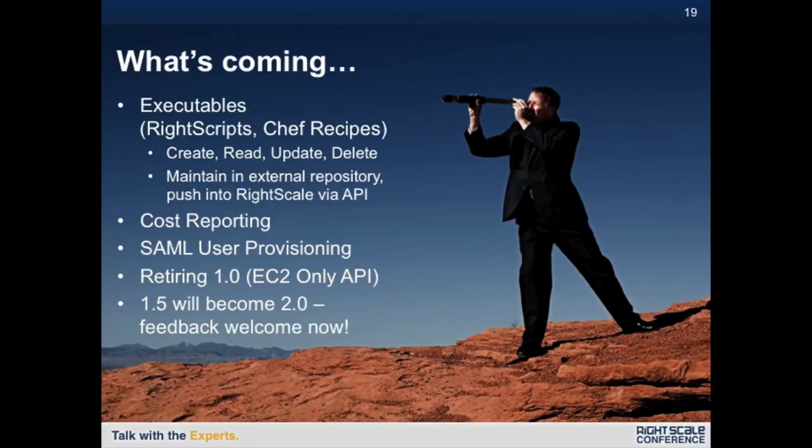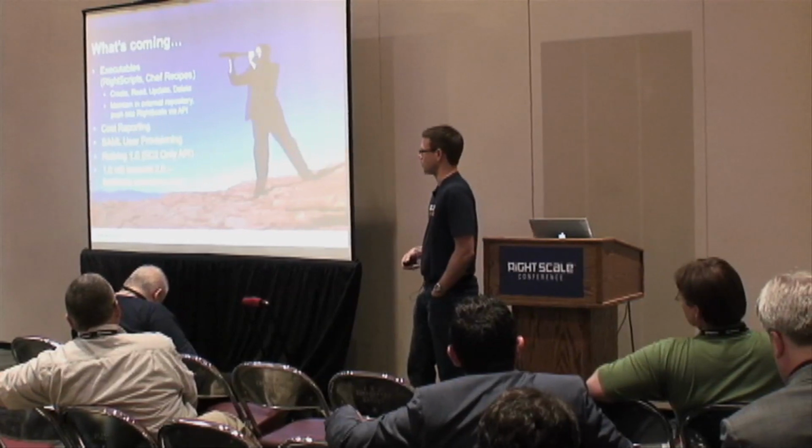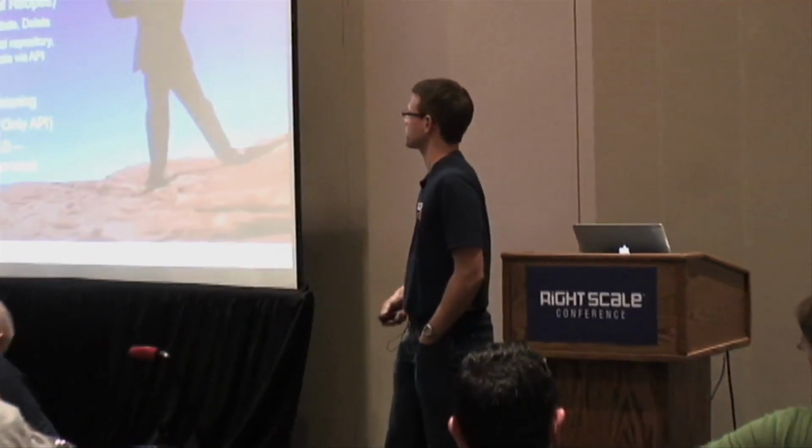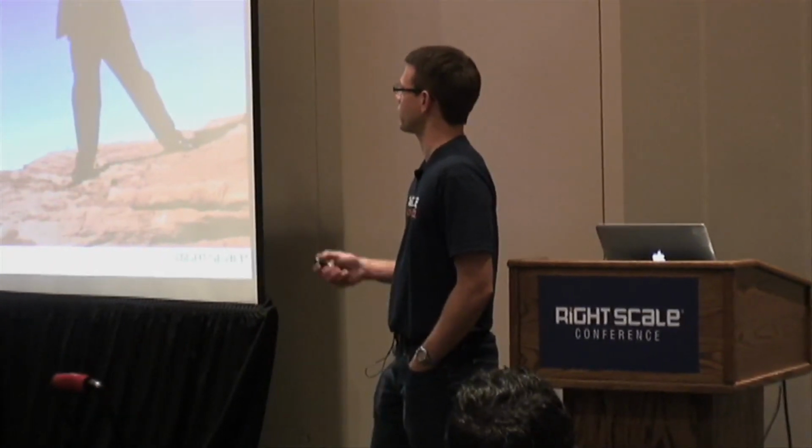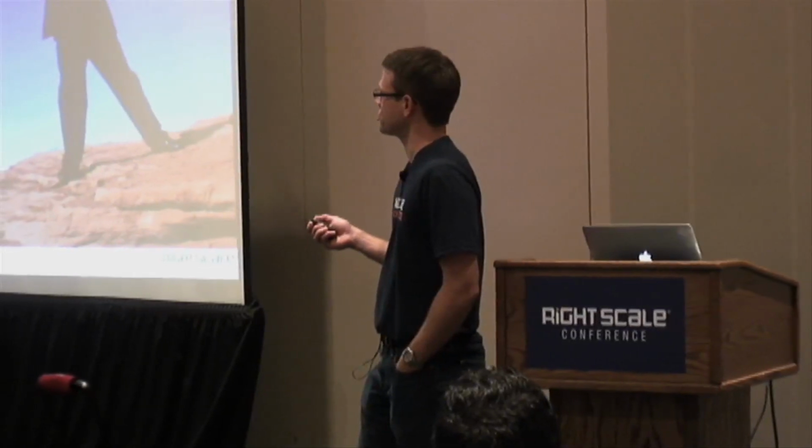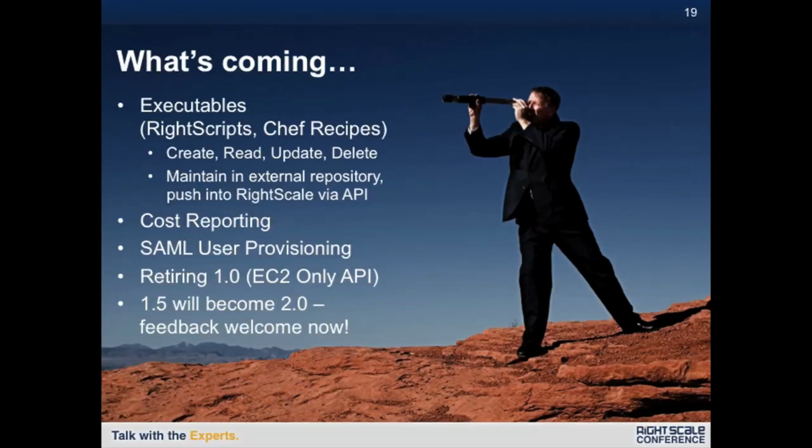With the new multi-cloud API, you can pretty much do a create on almost any resource. Multi-cloud images, server templates. The one final one remaining that we want to get in there is what we call executables, which can be either RightScripts or Chef recipes. So right now you can read them, you can see what's on a template and on a server, but you can't change it. You can't change the actual script. So we'll give the full create, read, update, delete on scripts.